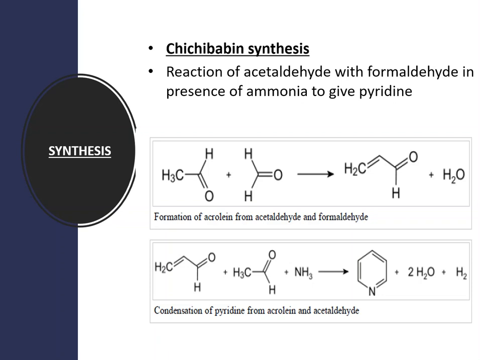Now this acrolein moiety reacts with another molecule of acetaldehyde and ammonia. In presence of acetaldehyde and ammonia, it undergoes condensation to give you your pyridine. So this is the first method, Chichibabin reaction. Acetaldehyde reacts with formaldehyde first in presence of ammonia. The first step is formation of acrolein. The acrolein then condenses with acetaldehyde and ammonia to give you pyridine.